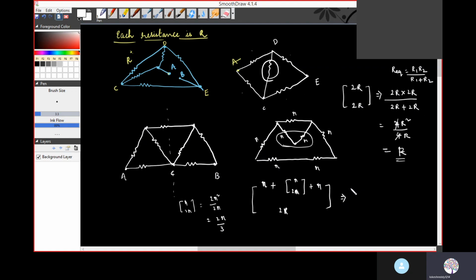So this is 2R plus 2R by 3. That is equal to 6R plus 2R by 3, that is 8R by 3. Hmm, no. This and this are in parallel, right? R1 R2, you have to do R1 R2.